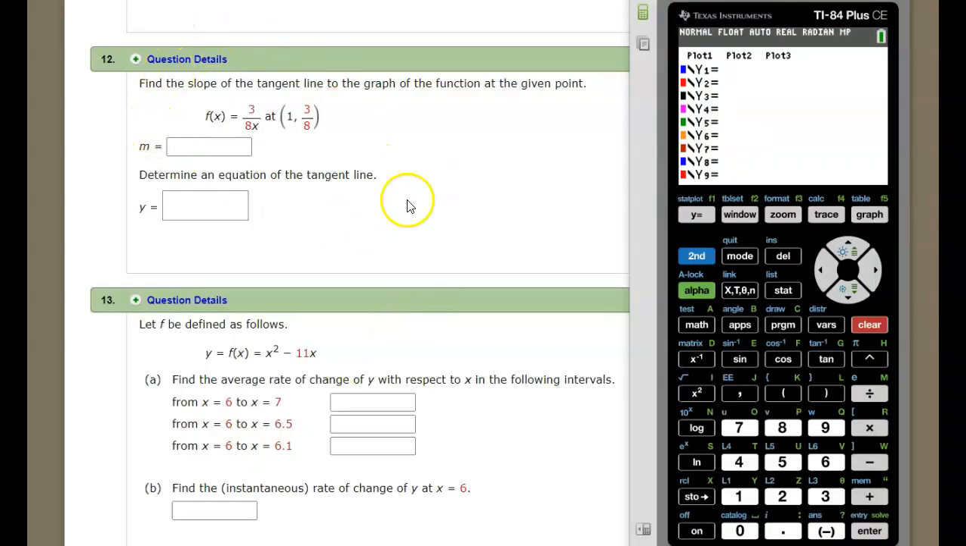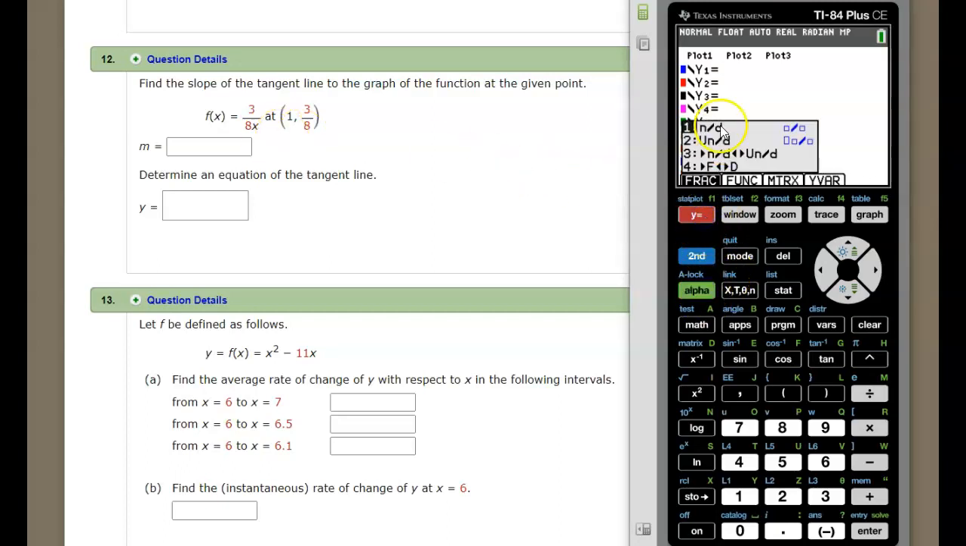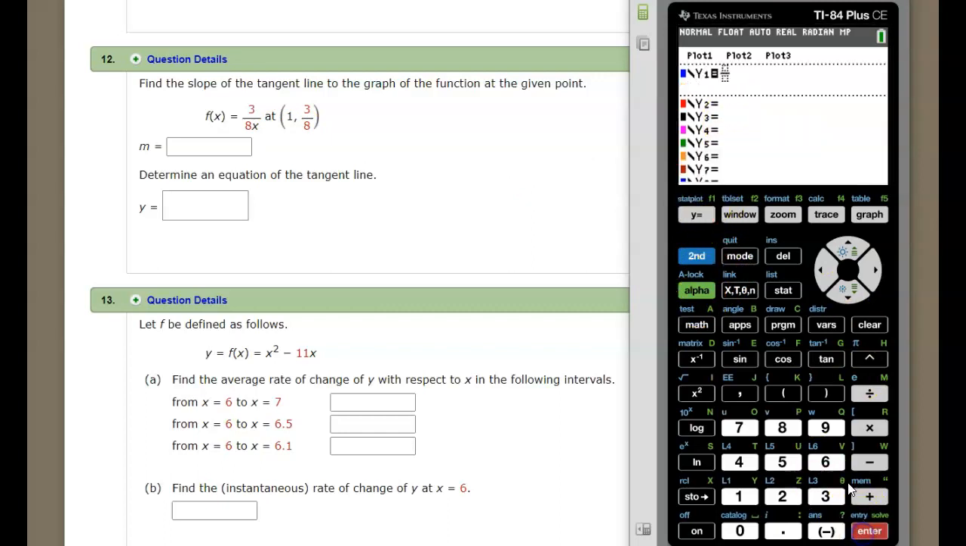It does not say to use the definition, the limit definition of the derivative, so I can put this straight in my calculator. Now I want to remind you that when you have a fraction like this, the numerator and the denominator have automatic parentheses around them. The 3 you don't really need one, but the other one you do. If you have a TI-84 where you can go to fractions, you can put this in a fraction. That's alpha y equals, and do the fraction, and that gives you 3 over 8x.